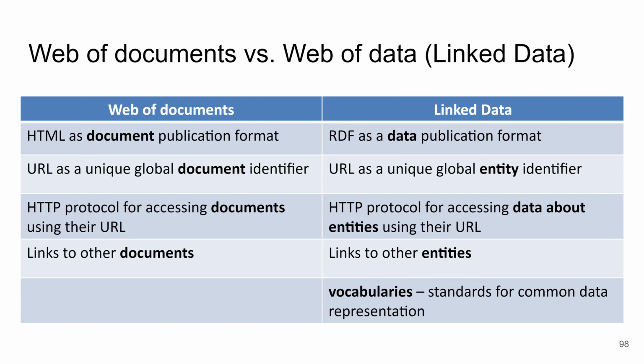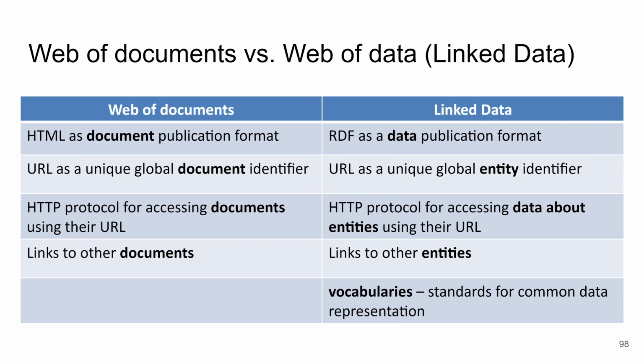And when we compare the principles of the web of documents and linked data, we see that there is now a parallel. So for the web of documents, there was HTML as a single data format. For linked data, there is RDF. URLs identified documents, and now they identify global entities globally. So this is the same. HTTP protocol was used to access documents, and now it is used to access data about things based on their URL. So this is the same. And documents contain links to other documents and entities, and data about the entities contain links to other entities. So this is also the same.